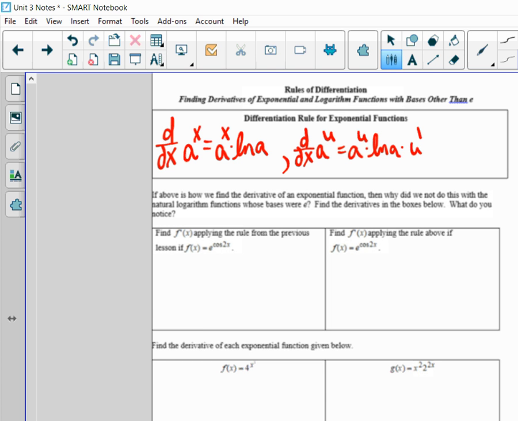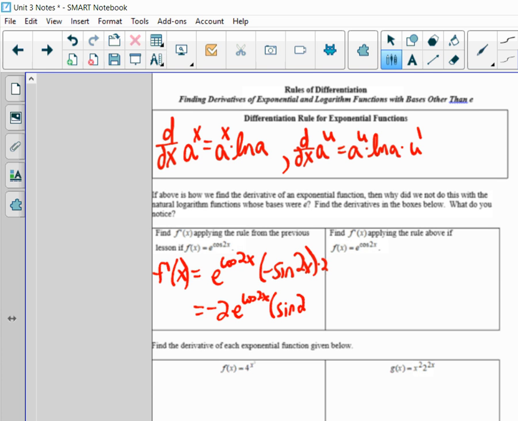That's the chain rule, so I don't think about it as a separate rule, but you can if you want. So why didn't we do this with e? Hopefully you realize we don't need to. I'm just going to do one of these to show you. It says, find f prime of x applying the rule that we learned from the previous section. In the previous section, we would have said e to the cosine of 2x times the derivative of cosine of 2x, which is negative sine of 2x, times the derivative of 2x, which is 2. So that would be negative 2 e to the cosine of 2x times sine of 2x.